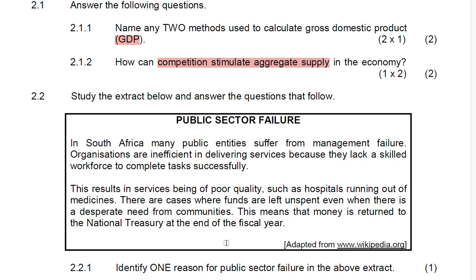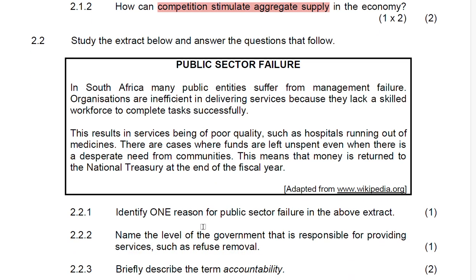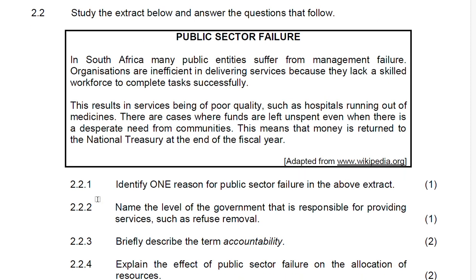And the article goes further and says the issue can go to a point that even though there is money available that has been received from National Treasury, that money is not used at the end of the year and it needs to go back. It's not used because it wasn't needed, but because of inefficiency in the public sector entities. Now let us look at the question that follows.